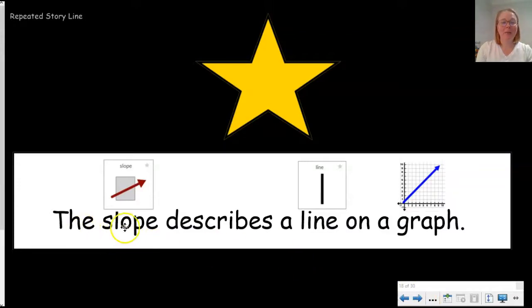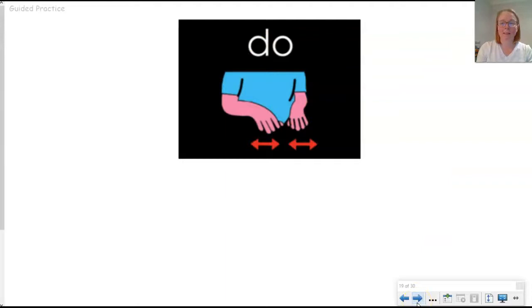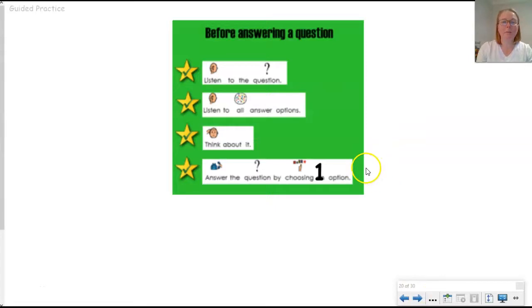Now, remember, the slope describes a line on a graph. Now, let's do some questions. And remember, before answering a question, number one, listen to the question. Number two, listen to all the answer options. Number three, think about it. And number four, answer the question by choosing one option.